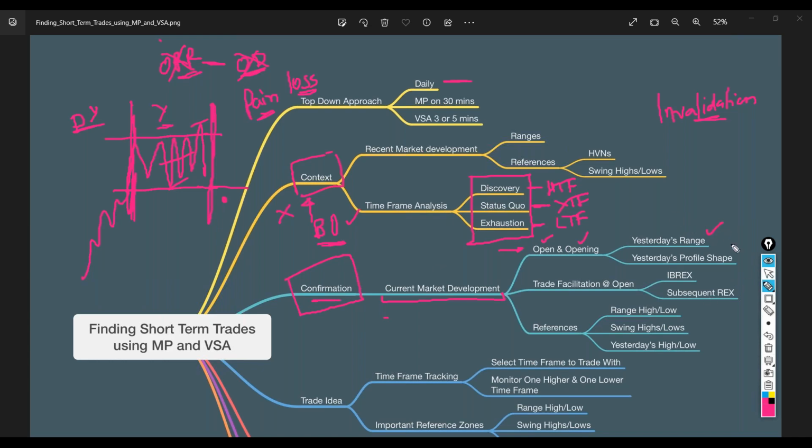So you look at yesterday's range, you look at yesterday's profile shape. Why does profile shape matter? Obviously, you are interested in market profile. Although I'm going to talk about VSA more, I'll also refer to market profile because I cannot trade without looking at a market profile chart. So yesterday's profile shape, and the open and opening in relation to yesterday's range and profile shape, all these things matter. And I just gave you an example of how an open might immediately tell you that you are wrong.